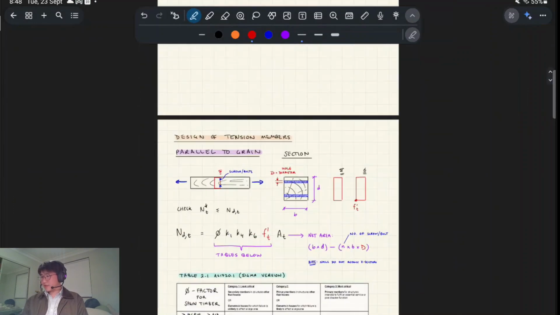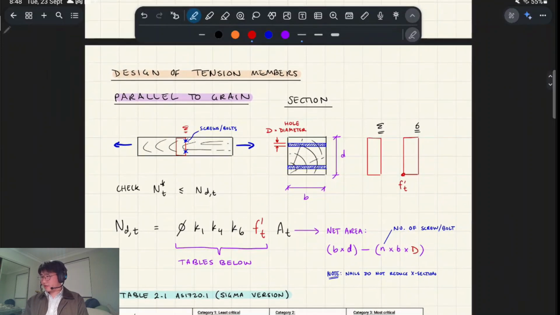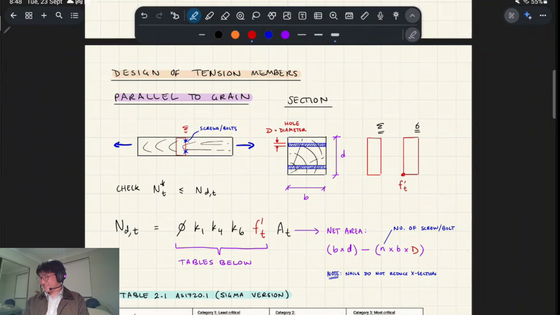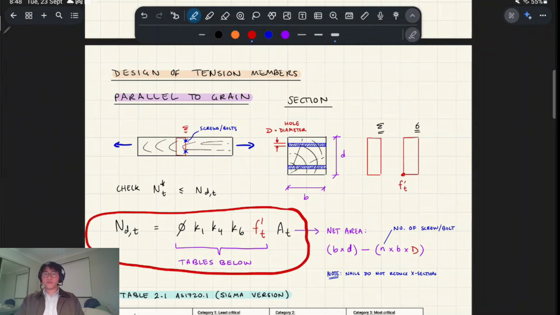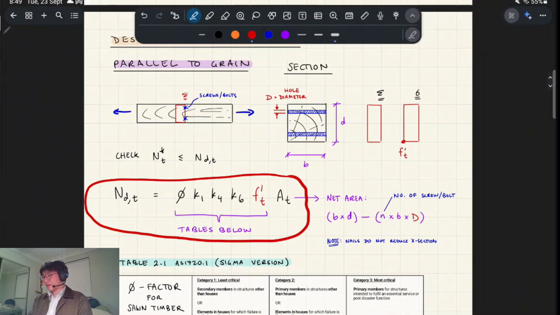Okay, so here are our first set of formulas. I'm just super paranoid that I'm drawing over my master set of notes, but I'm not. So here's the main formula that I've highlighted. Again, because the timber standards are written by people who aren't the people who wrote the steel and the concrete standards, the notation is just a little bit different enough to be annoying.